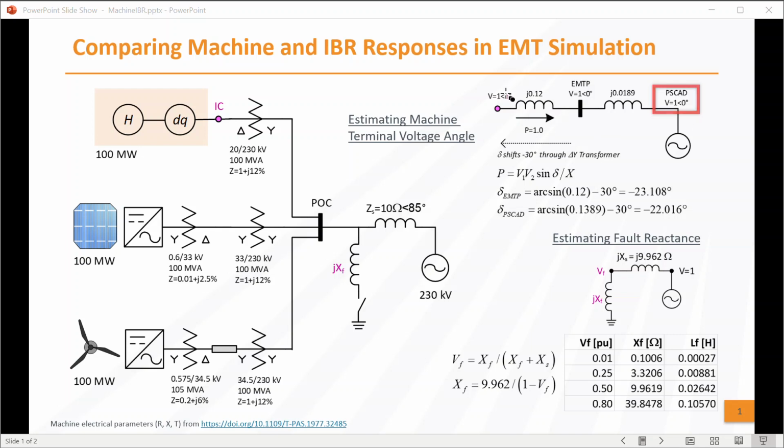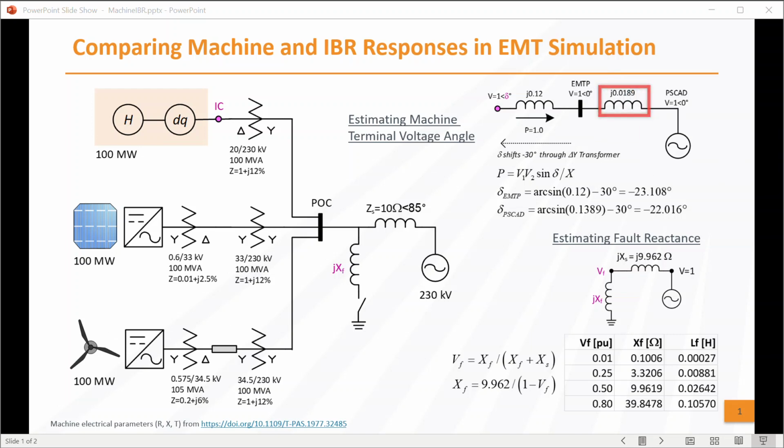And so then the reactance of interest is this J.12 plus J.0189, and that is the reactance of the 10 ohms on 100 MVA and 230 kV. So we get a couple of different angles depending on the tool: minus 23.1 degrees for EMTP and minus 22.016 degrees for PSCAD. The difference is caused by whether or not this reactance is included in the initialization.